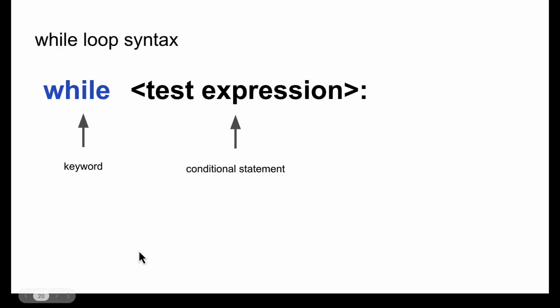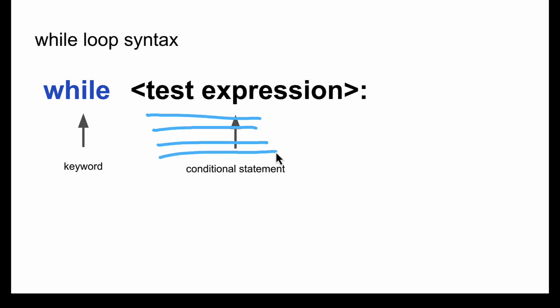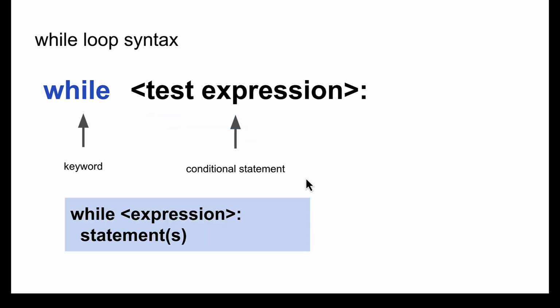So again, the syntax is going to be simple. We have the while keyword, and then we have some kind of test expression, and that test expression, going back to last class, is going to be either a true or a false expression. So obviously if it's true, that means everything underneath it is going to be executed.